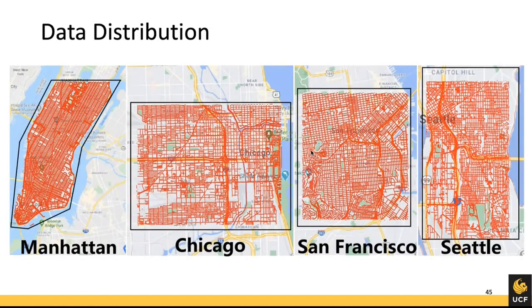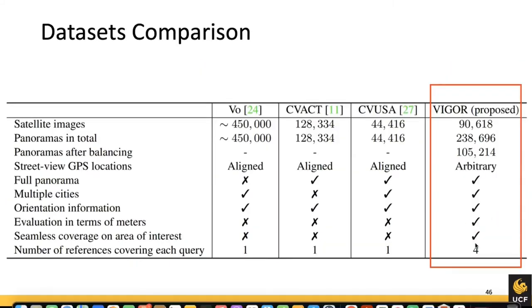We generate this dataset by sampling four major cities in the US. One is the Manhattan area in New York, the second is Chicago, the third is San Francisco, and the last one is Seattle. This is a comparison of our dataset with the existing ones. Basically, our setting is more realistic. The query location can be arbitrary, not center aligned. Also, for each query we have multiple references, not just one-to-one matching. Then the problem becomes more complicated.